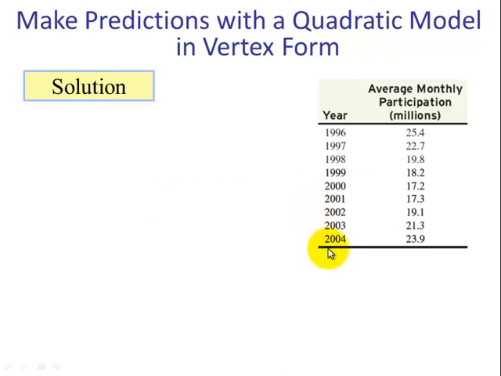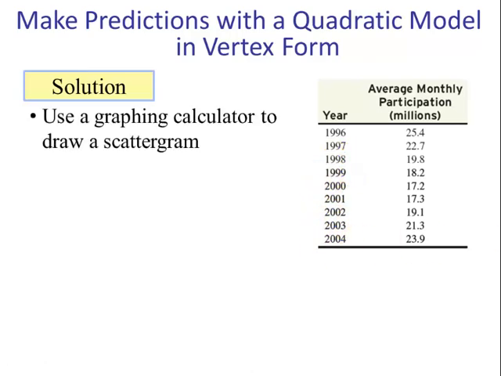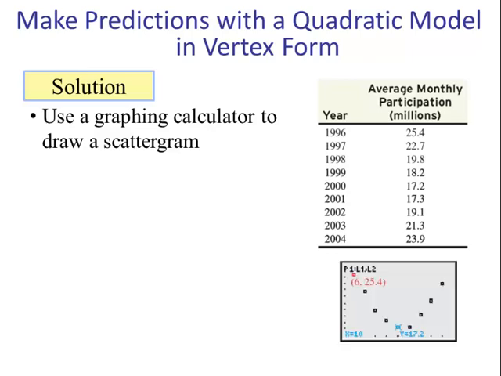Solution. So here we have the data. This is the year, and this is the average monthly participation measured in millions. Our independent variable is t, the number of years since 1990. So in this case, t is 6, t is 7 here, t is 8, so on and so forth. We first need to put this data into our list 1 and list 2 and perform a scatter plot or a scattergram. So here we have our data graph.